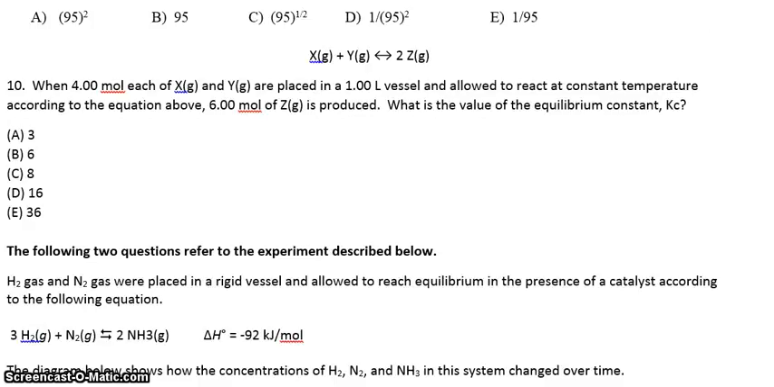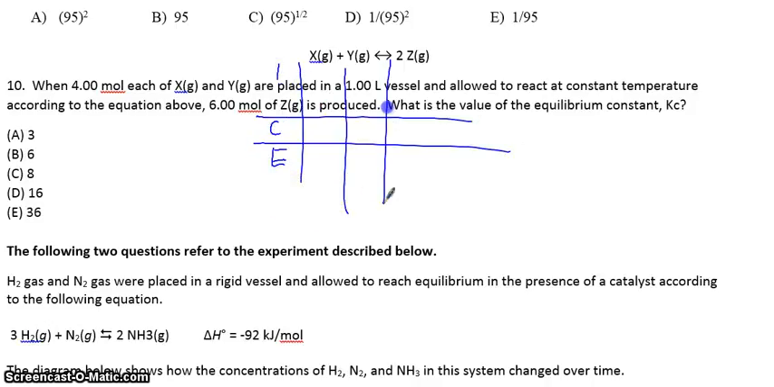So here, for number 10, we have a reaction. We have 4 moles of X and Y placed in a 1 liter vessel. So we have 2 moles here, 2 moles here, and allowed to react at constant temperature. According to the equation above, 6 moles of Z is produced. What's the value of the equilibrium constant Kc? Let's quickly set up an icebox. This is actually what you were supposed to do for this one. So it looks like we have 4 of each of these. This is a 0 to begin. Now we're told that at equilibrium we got 6 moles of Z, which means this number is 6. So take a look. This would be the setup of the icebox.